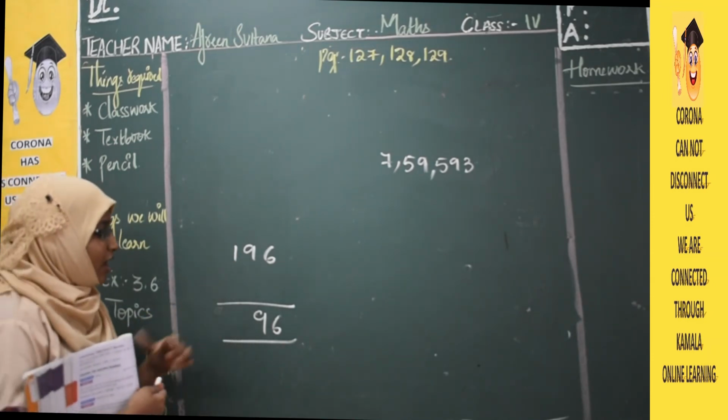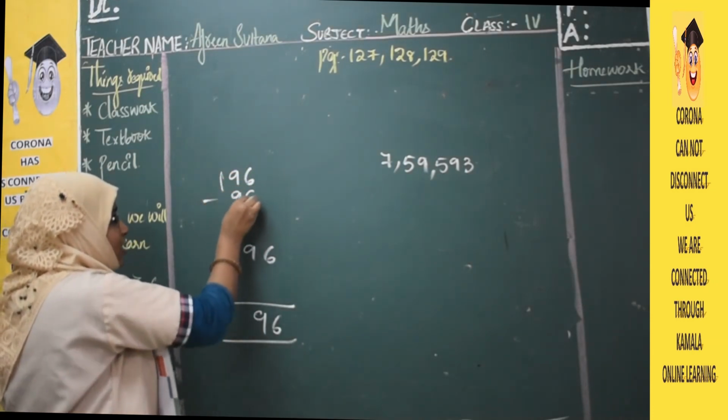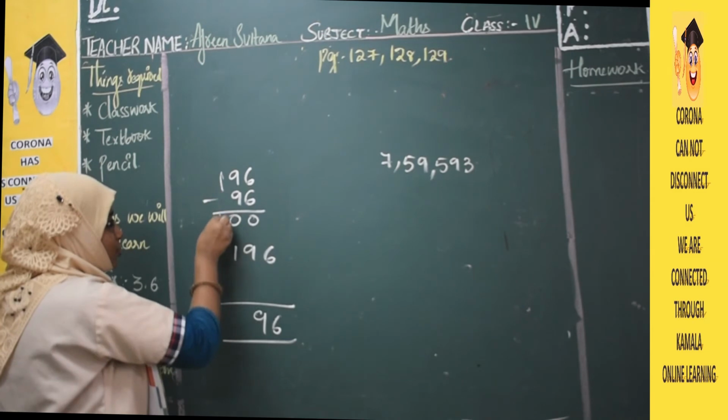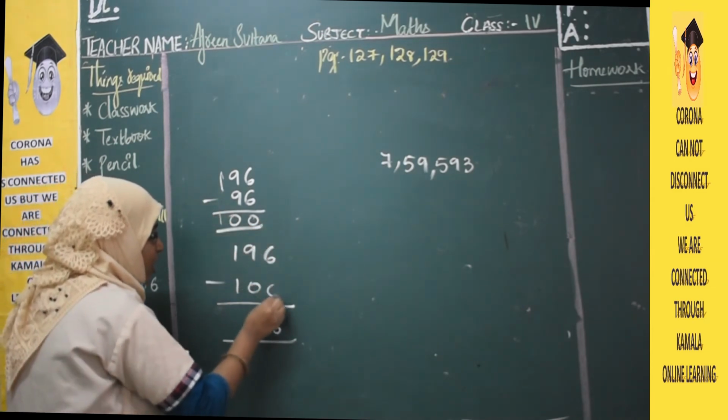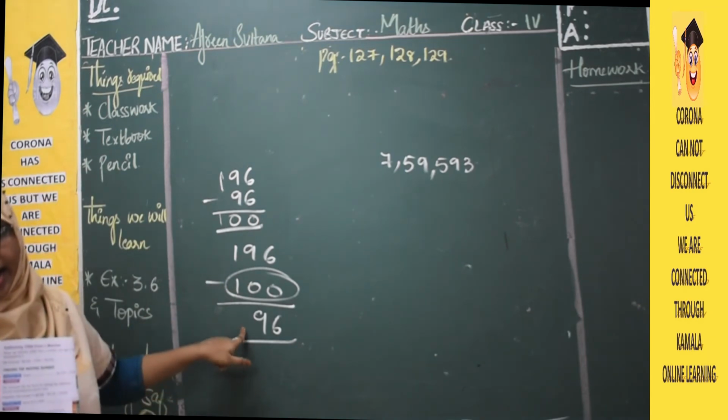So how have we found it? We have simply subtracted 196 minus 96. So this is 0, 0, this is 1. So 100. So what is our value? 100 should be subtracted from 196 to get the answer as 96.